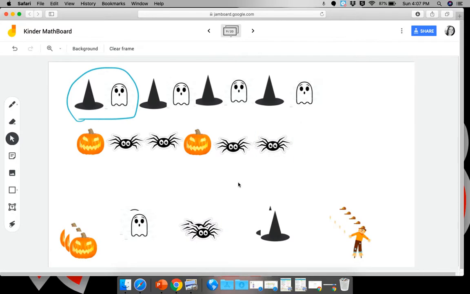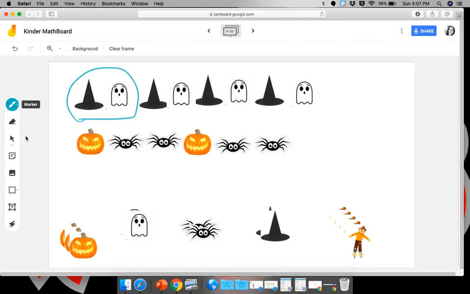Good job, friends. This is an A-B-B pattern. Every time I see the jack-o'-lantern, I say A. Every time I see spider, I say B. So let's read the name of the pattern together. You point and follow along. A-B-B. Perfect. All right. Put your 2 fingers in the air.